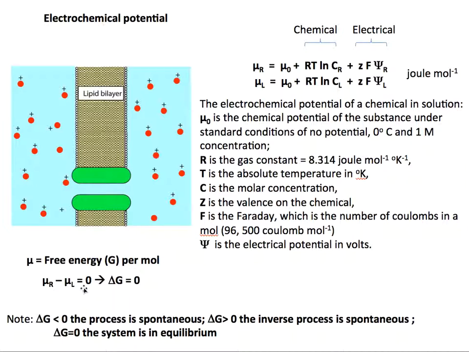And you might remember from general chemistry that when your delta G is less than 0, the process is spontaneous because you have free energy. And if delta G is greater than 0, then the inverse process is spontaneous, meaning the reaction that's written is not spontaneous. And when delta G is 0, the system is in equilibrium. And this is going to be a very important concept.